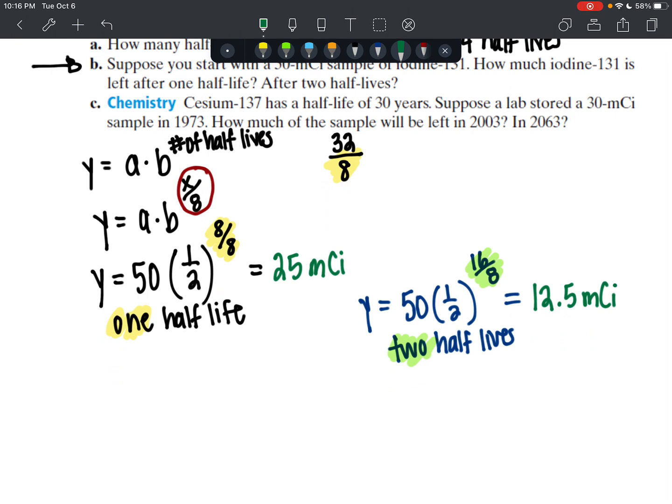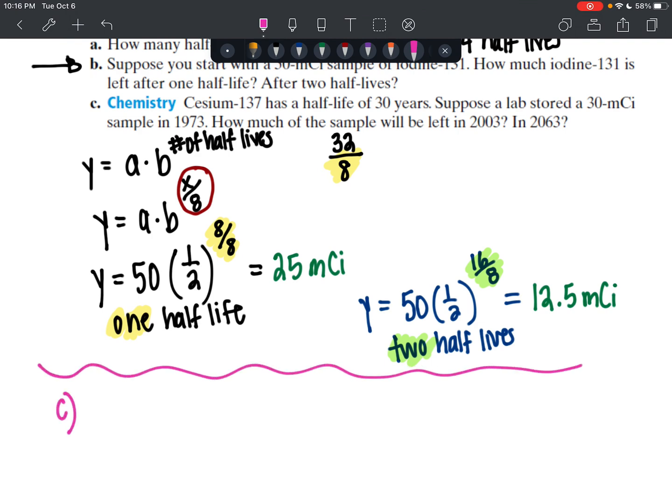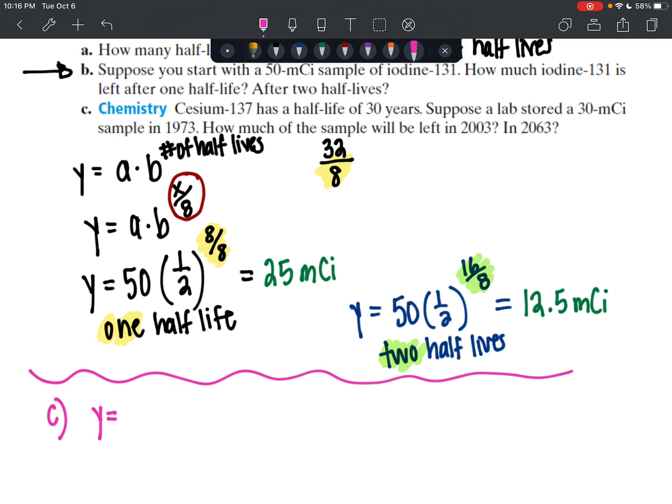Cesium-137 has a half-life of 30 years. So now we've got a new problem. So here's C. Suppose a lab stored 30 millicuries in 1973. How much will be left in 2003 and then in 2063? So a half-life of 30 years. So that means y equals, I'm going to have a times 1/2, or half remaining after every 30 years. So x over 30.